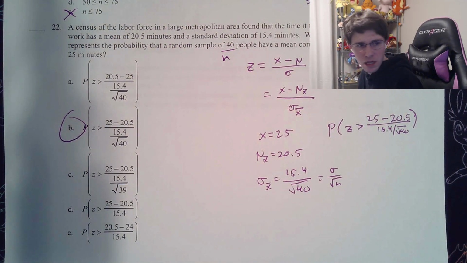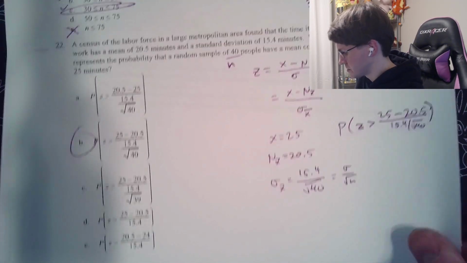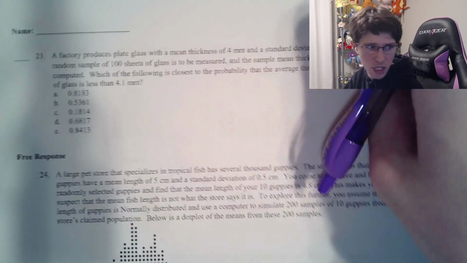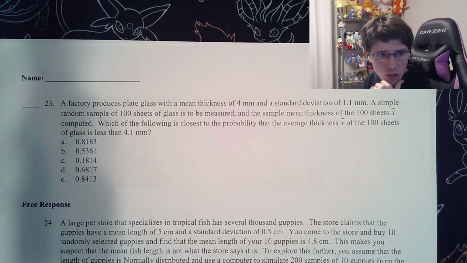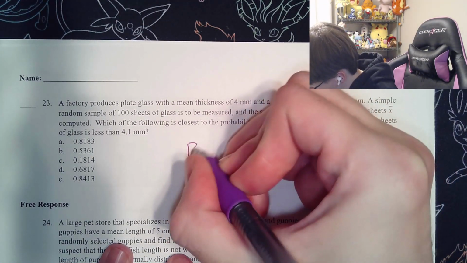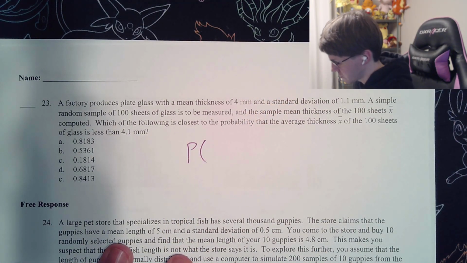Easy peasy lemon squeezy. Let's move on to number 23, our very last multiple choice question. Thank goodness we're almost done here. A factory produces plate glass with a mean thickness of 4 and a standard deviation of 1.1. A simple random sample of 100 sheets is to be measured. The sample mean thickness of the 100 is computed. Which is the following probability: the average thickness is less than 4.1. It's exactly the same situation as the previous problems, so we're going to jump right into that formula.